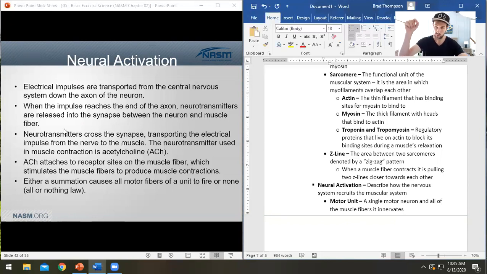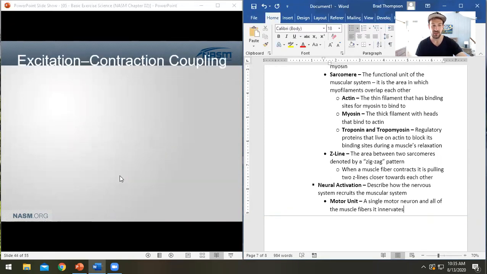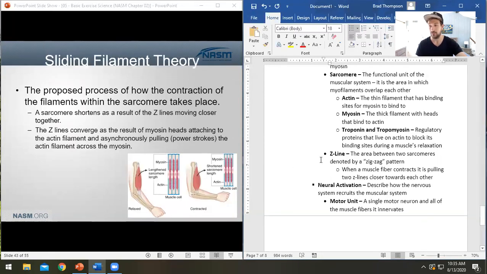So that acetylcholine works its way across, binds to the muscle cell. The muscle cell then generates electricity, and that electricity triggers a contraction in the muscle fiber. And so then that muscle fiber creates the sliding filament action, right? Where all of a sudden, when electricity runs across it, calcium is released. Calcium moves troponin and tropomyosin out of the way. Actin gets bound to by myosin, and it creates the contraction.